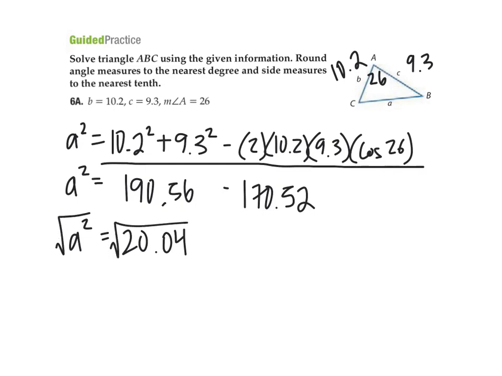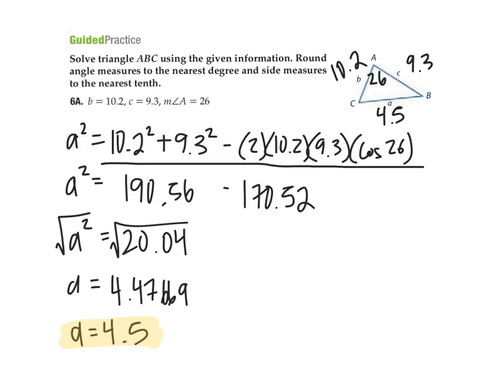Now I take the square root of both sides. So a is equal to 4.47669. Now remember, we have to round it carefully. This is a side length, and the textbook says they would like for side lengths to be rounded to the nearest tenth. So I'm going to round this to 4.5. So we just found our first piece of information. We found that side A is 4.5. I can go ahead and write that over here by the triangle, 4.5.